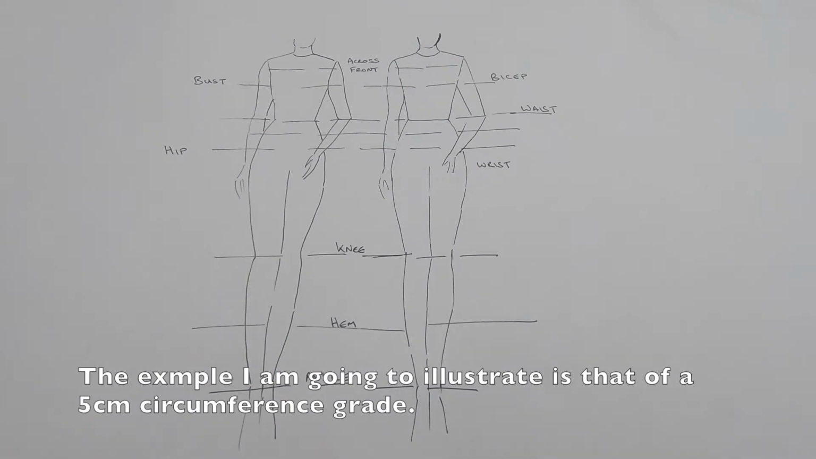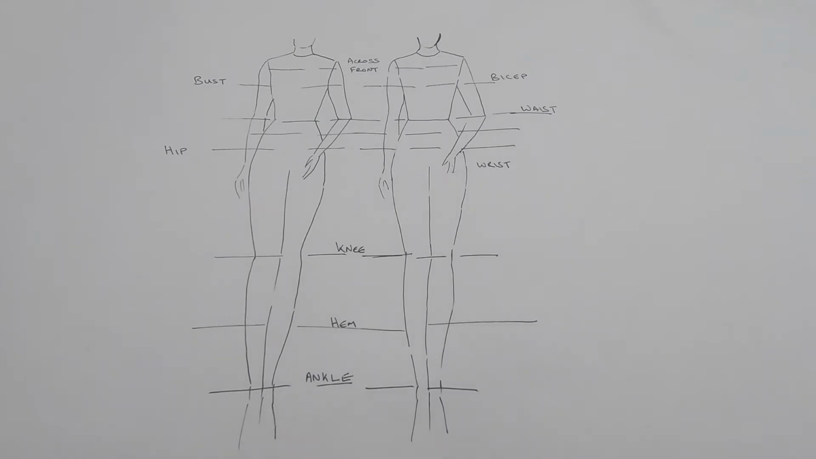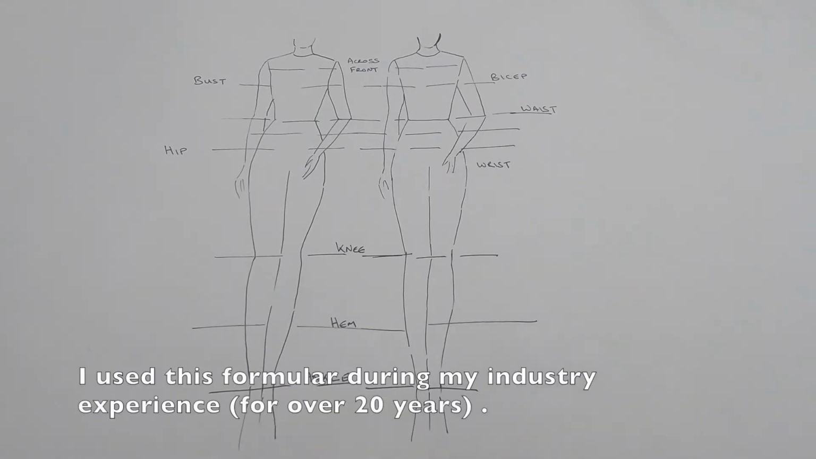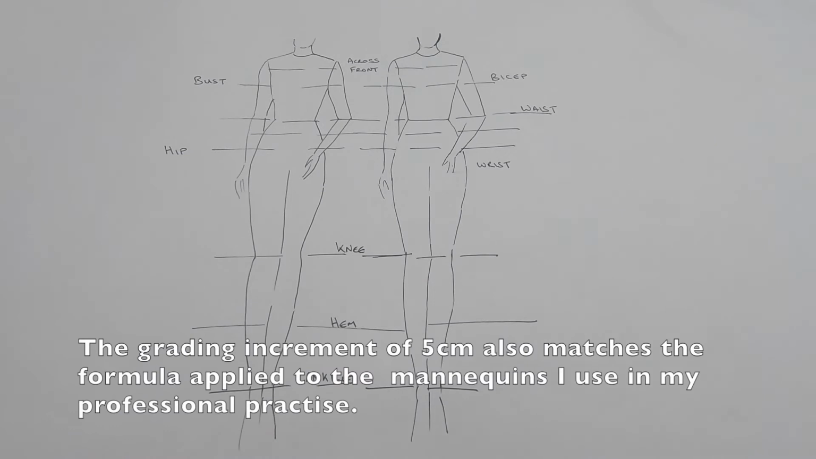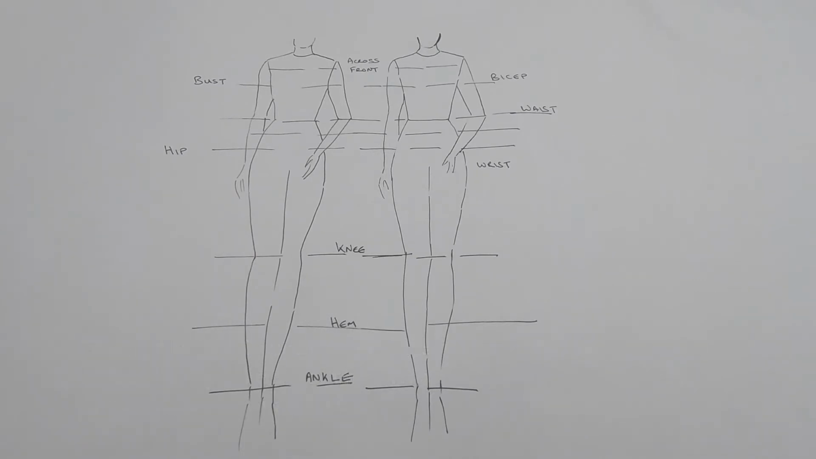This is a 5 centimetre increment for body girth growth. I have been using this process for over 20 years within industry and since my time in education. This is supported by the fact that the mannequins that I use in my professional practice are also graded with a 5 centimetre increment. These are purchased from K&L and they are a BSA model.